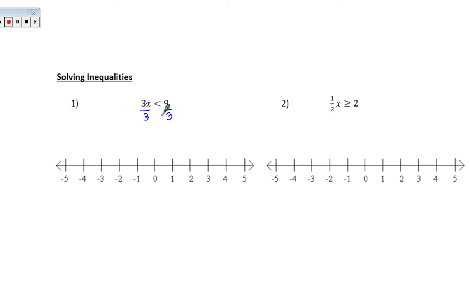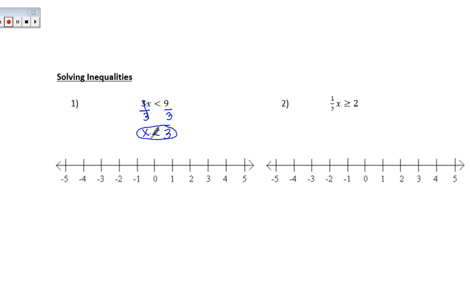This keeps this balanced, and that doesn't unbalance what we're trying to talk about. So we know that 3 divided by 3 is 1, so we can cross that out, and 1 times x is just x. And then 9 divided by 3 gets us 3. And this inequality symbol, this less than symbol, is going to come right on down. And now this becomes our solution to this inequality.